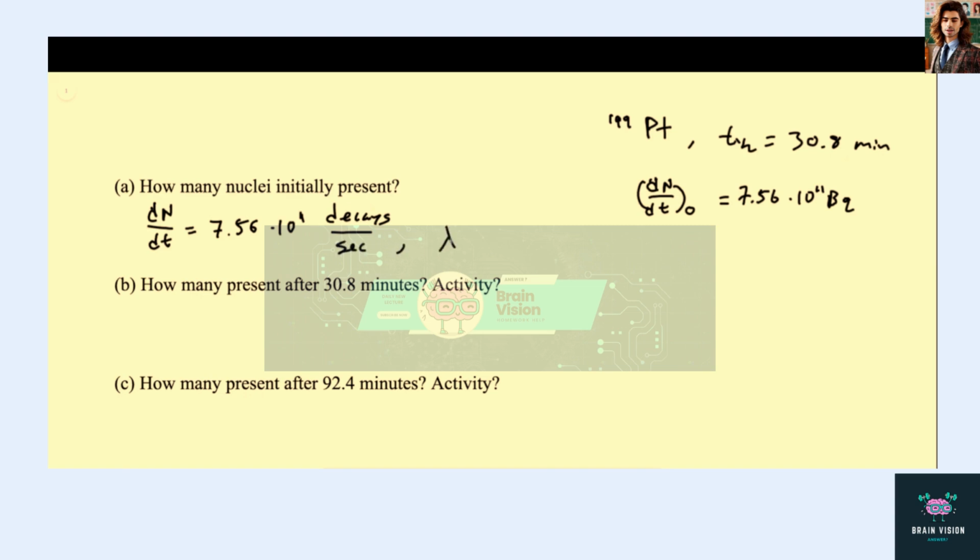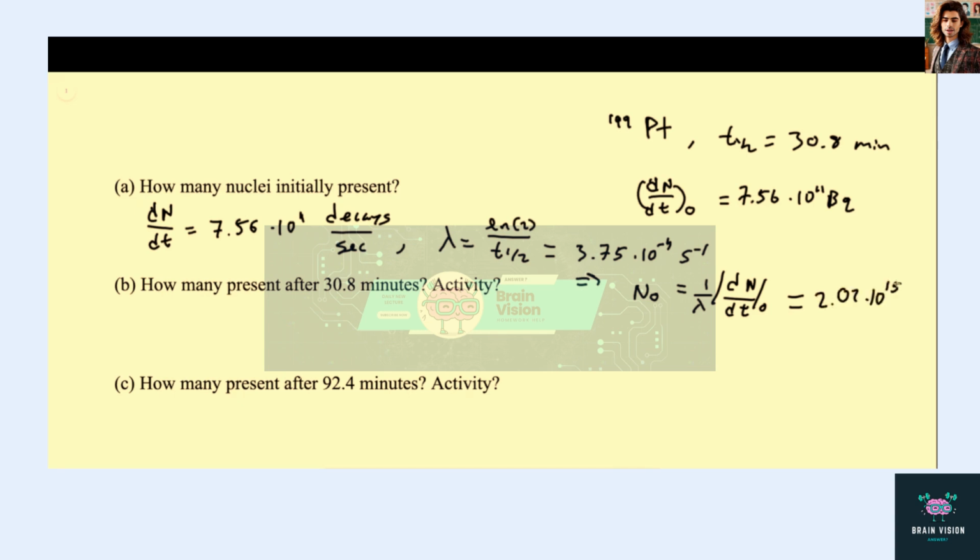Now, you can compute the decay constant as the natural log of 2 over the half-life, which is also given. And this turns out to be 3.75 times 10 to the minus 4 inverse seconds. So now we can use the fact that the number of initial nuclei in our sample is equal to 1 over the decay constant times the absolute value of dN/dt at time t equals 0. And plugging in our numbers, we get 2.02 times 10 to the 15. And this is the number of platinum nuclei that are initially present.